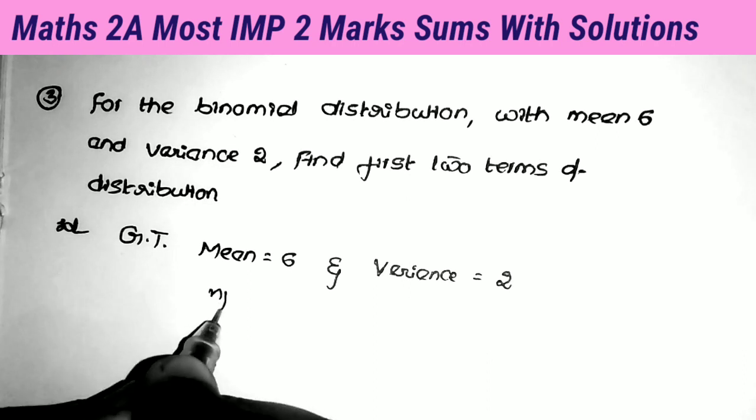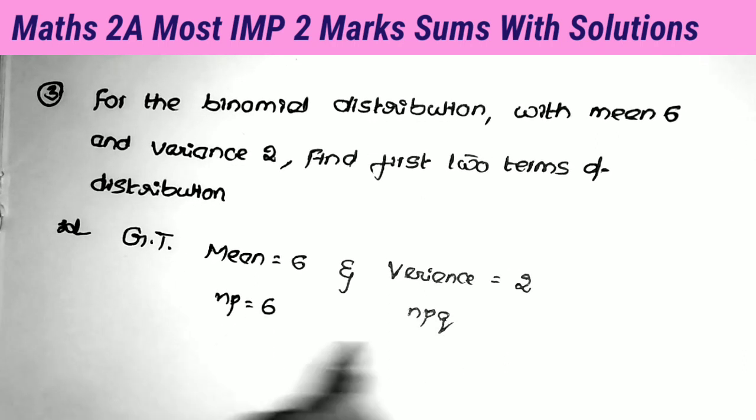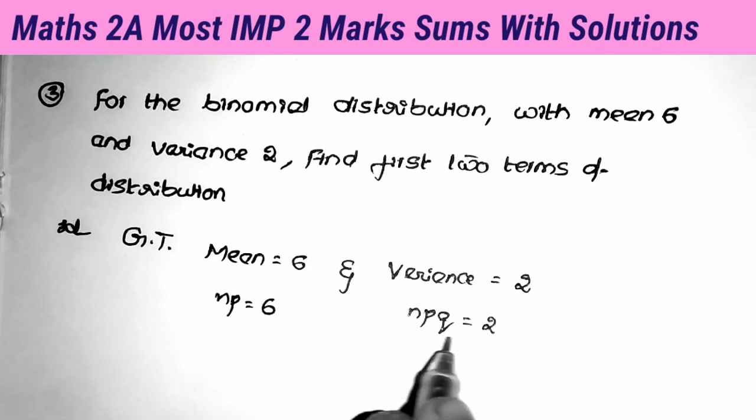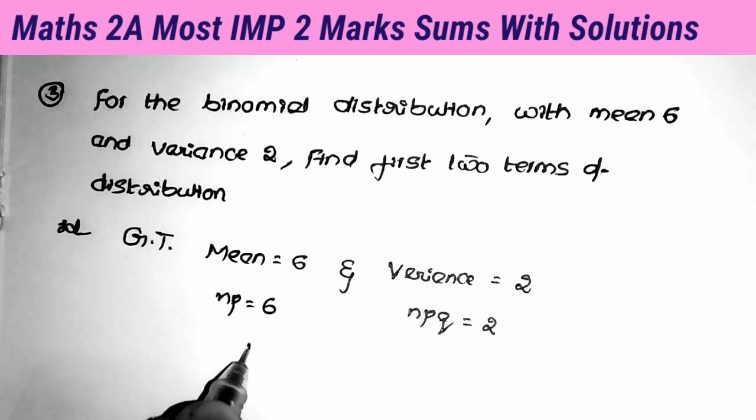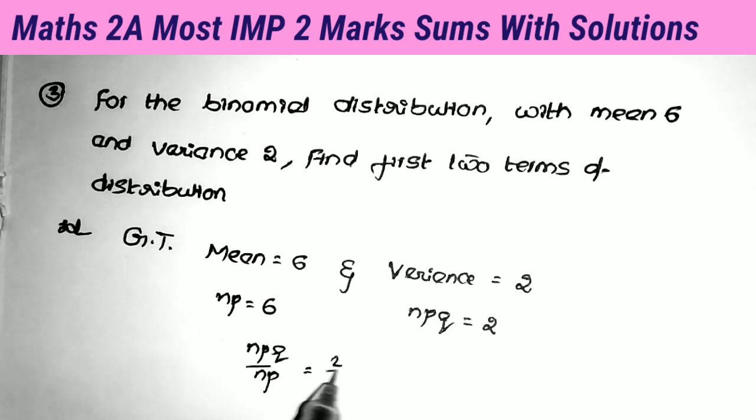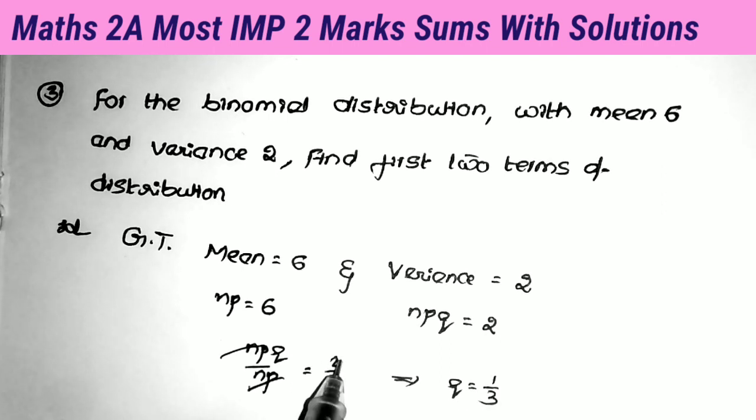Mean means np, which is 6. So np is equal to 6, and variance is equal to npq, so npq is equal to 2. Therefore, npq by np is equal to 2 by 6. Here np and np get cancelled. Therefore, the value of q is equal to 1 by 3, since 2 by 6 means 1 by 3.